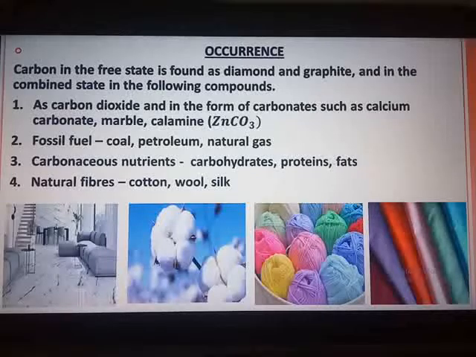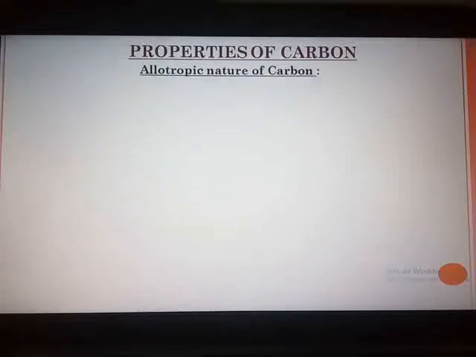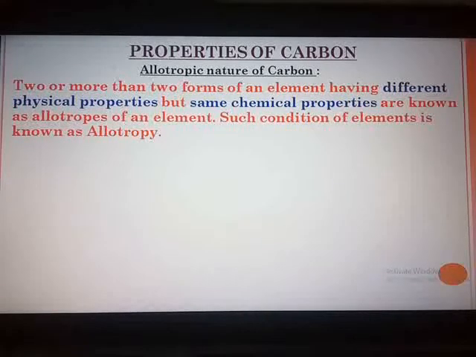Now we will move towards the study of properties of carbon. Carbon is that non-metal which exhibits allotropy. What do you mean by the allotropic nature of carbon? What is allotropy? Some elements occur in nature in more than one form, and the unique characteristic of allotropy is that the chemical properties of these different forms are the same, but physical properties differ, and this property of elements is called allotropy. So this is the definition for allotropy.